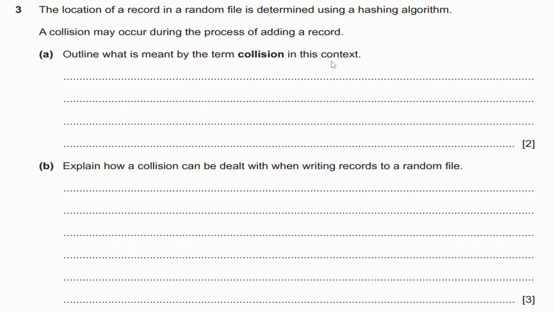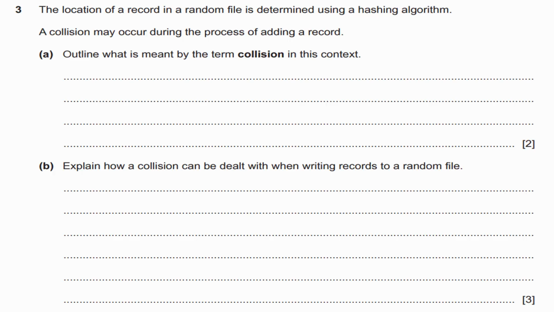Outline what is meant by the term collision. So we have the location of a record in a random file is determined using a hashing algorithm. We should know that already. A collision may occur during the process of adding a record. Now, if you're enrolled in my class at our school, I had you guys hash your names where a collision happened, and then I had you figure out how can we still add to that data without overriding it. So all we're doing is taking that lesson that I set up in a very specific way and answering this question, picking up 5 points.